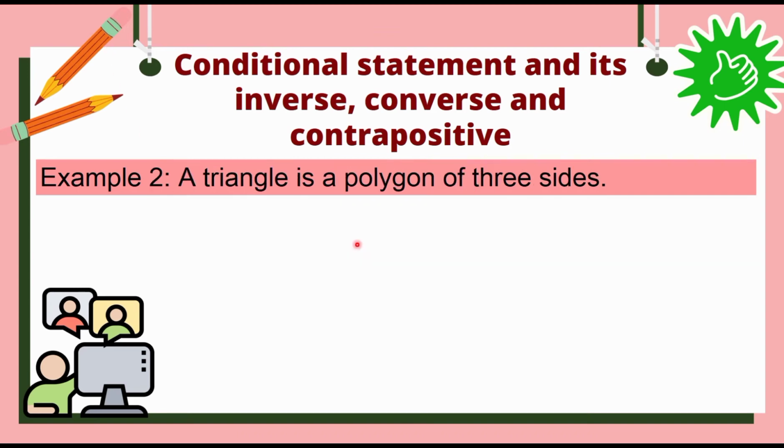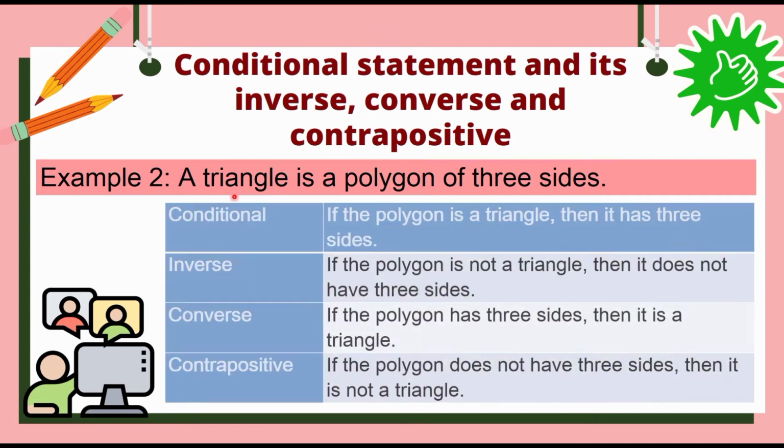Okay, example number 2: a triangle is a polygon of 3 sides. I believe that since elementary, you already know that a triangle is a polygon of 3 sides. Let us have the conditional, inverse, converse, and contrapositive. The first one is the conditional. Again, we need to add the words "if" and "then". So: if the polygon is a triangle, then it has 3 sides.